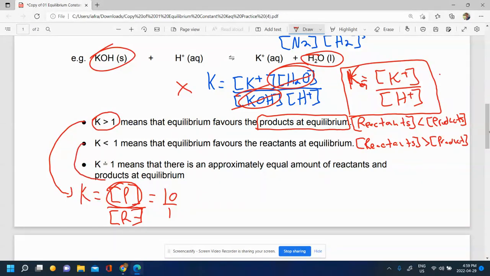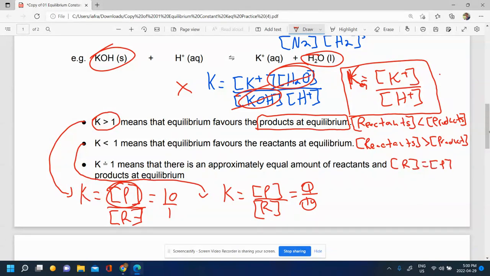And that would be kind of like doing K is equal to product over reactant. And it's almost like having 1 over 10. So your reactants are favored over your product. I made those numbers up, but that would be a K less than 1 instead of a K greater than 1. And the other scenario for an equilibrium is a system where your reactants and your products are equal in concentration.